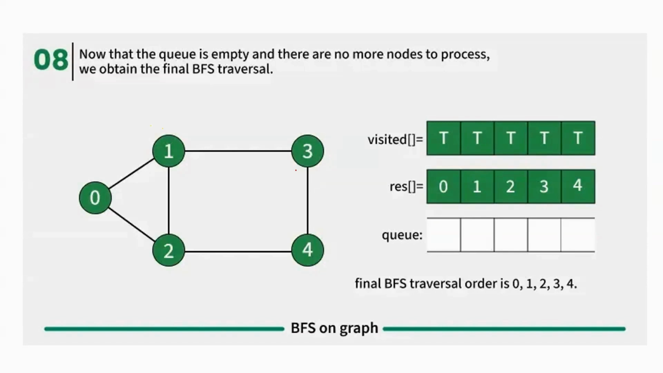We obtain the final BFS traversal here. So we can confirm here, we visit all the nodes step by step. So the final order could be 0, 1, 2, 3, 4. Like we have visited the vertices, right?